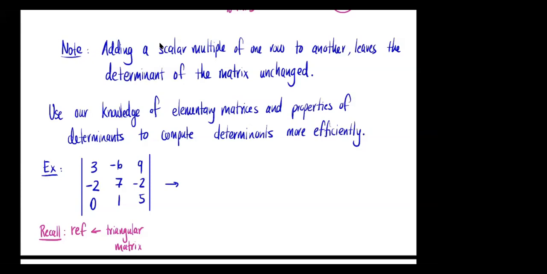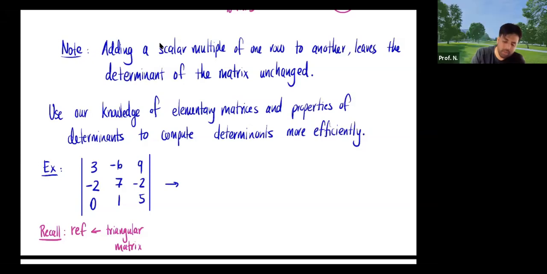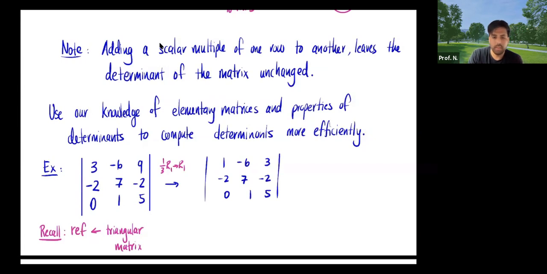Multiply R1 by a third. Right, so I could do that, right? So this is 1/3 R1 to R1. So then what does that do? So this becomes what? 1, -2, 3, -2, 7, -2, 0, 1, 5. But what did I just apply? I applied a row operation, right? So this 1/3, how does that affect the determinant of this matrix?